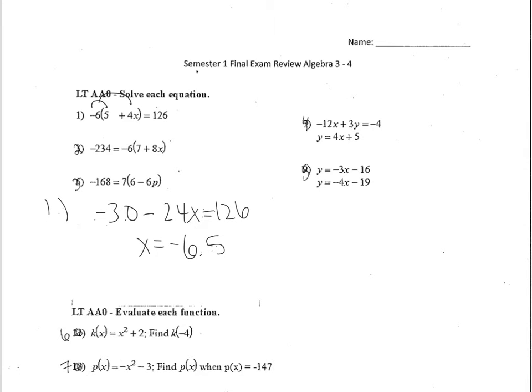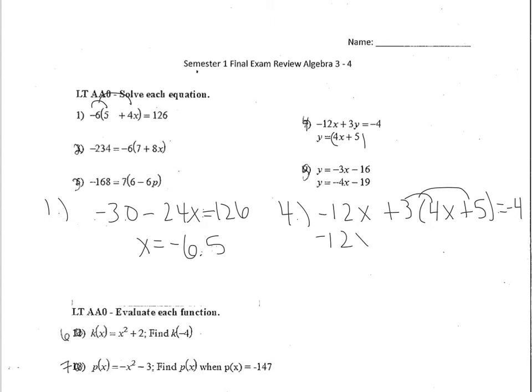In numbers 4 through 5, remember you're using systems of equations. So in number 4, we're going to use substitution, and we're going to substitute that whole thing in. So it will be negative 12x plus 3 parentheses 4x plus 5 equals negative 4. This ends up being a situation with no solution because, as you see, you distribute through. You get negative 12x plus 5 equals negative 4. These cancel, and negative 5 cannot equal negative 4.